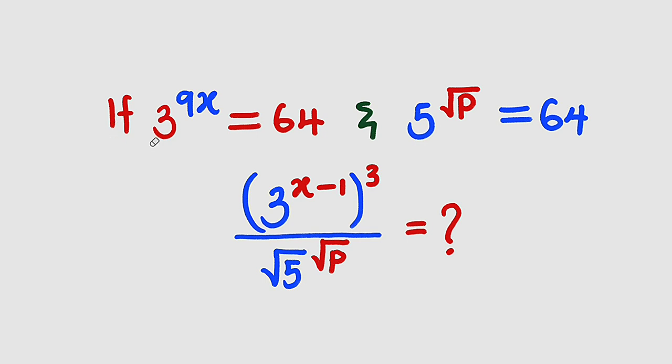The question reads, if 3 to the power of 9x is equal to 64 and 5 raised to the power of the square root of p is equal to 64, we are asked to evaluate the expression (3 to the power of x minus 1) whole to the power of 3 divided by the square root of 5 raised to the power of the square root of p. Alright, let's get started. I would like to take the first equation, transform it in terms of this, which is our numerator, then transform this particular equation in terms of the denominator here. Let me start with the first one.